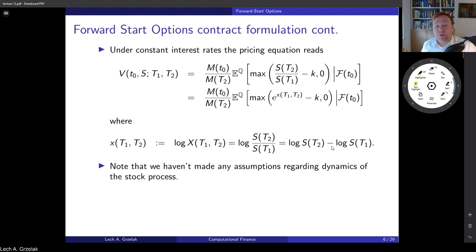Note, until now, we haven't made any assumptions regarding the stock dynamics. So this is important. The assumptions and particular choices of model will be an element of the next part. But at this point, those derivations and discussions are generic to any model that we would like to consider. Of course, here we do something with an exponent and logarithm. This is under the assumption that the stock process we will consider here is not going to be negative. And that's a reasonable assumption to consider.